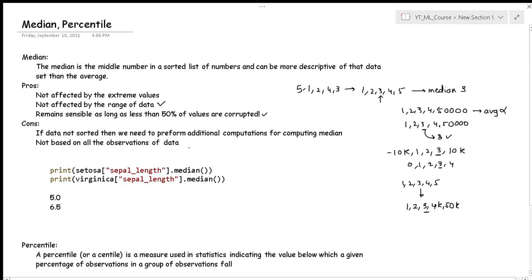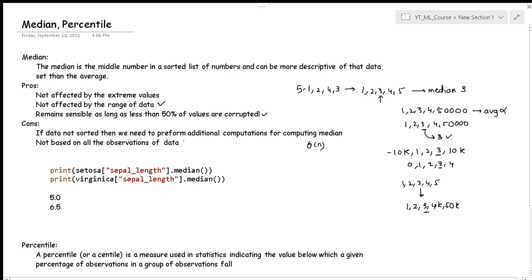Now the cons is that if data is not sorted, we need to perform additional computation for computing the median. Those who know the algorithms know there exists an order of n time algorithm to find the median. But its hidden constants are higher, so we always use the n log n sorting algorithms, and that might take more time for the computation of a median, right?